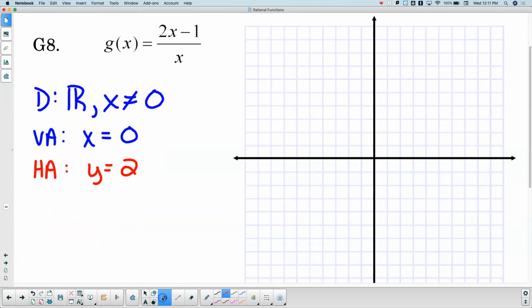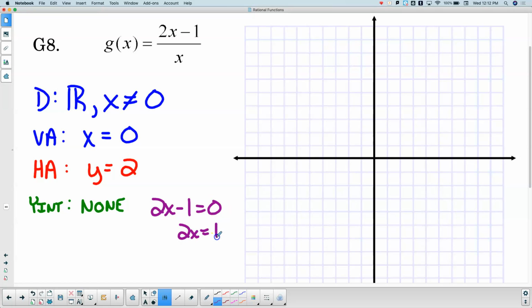And so then my y-intercept is going to be none, because if I have a vertical asymptote at x equals 0, I can't have a y-intercept. My x-intercept: 2x minus 1 is equal to 0. 2x is equal to 1, so x is equal to 1/2. So that gives me an x-intercept of 1/2, comma 0.